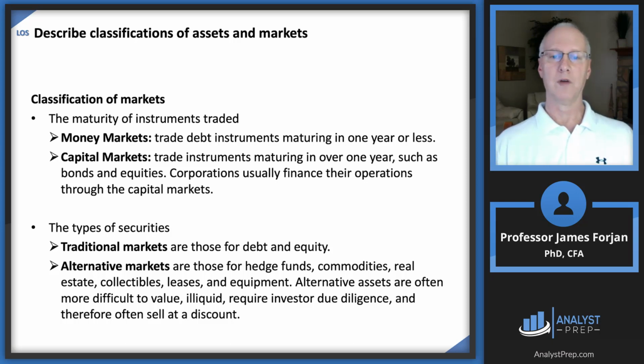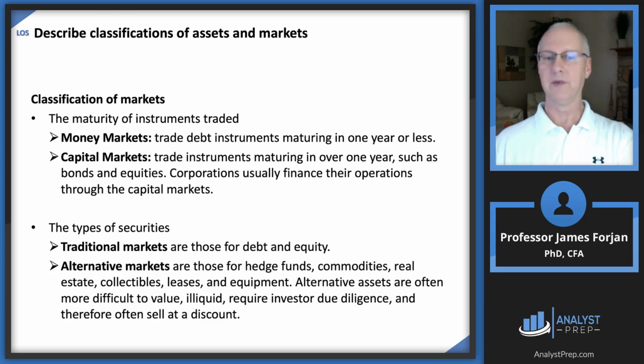Traditional markets are for debt and equity. This is how borrowers have traditionally raised capital through the bond market and through the equity market. But in the last 10 years, alternative markets have really become quite popular. And these include all different sorts of stuff that is not considered traditional. And that includes hedge funds and commodities and collectibles and movie memorabilia and equipment.